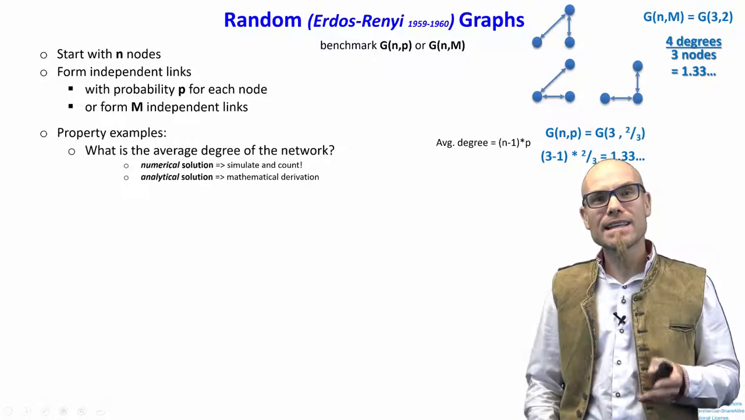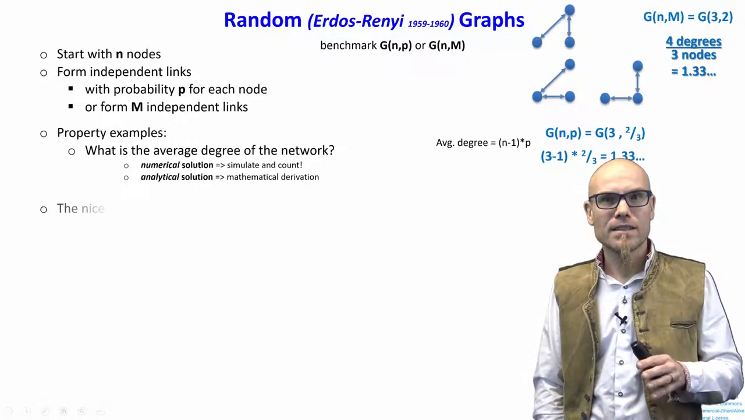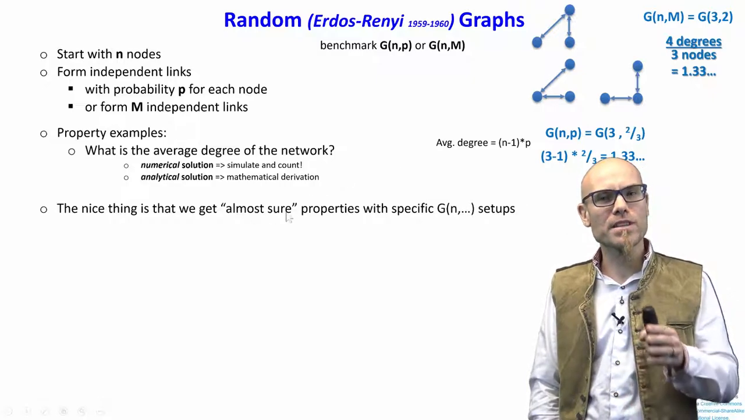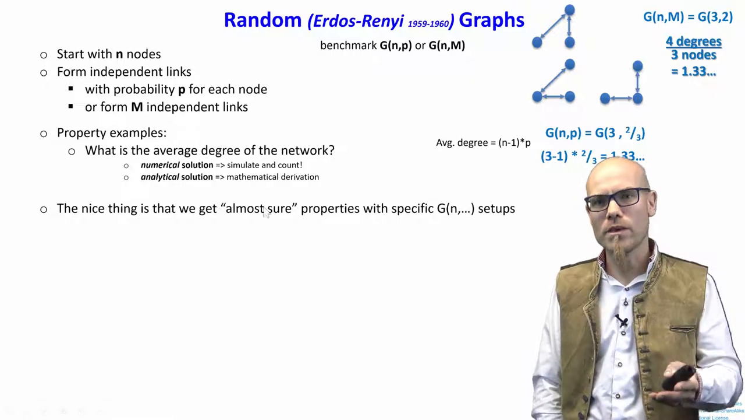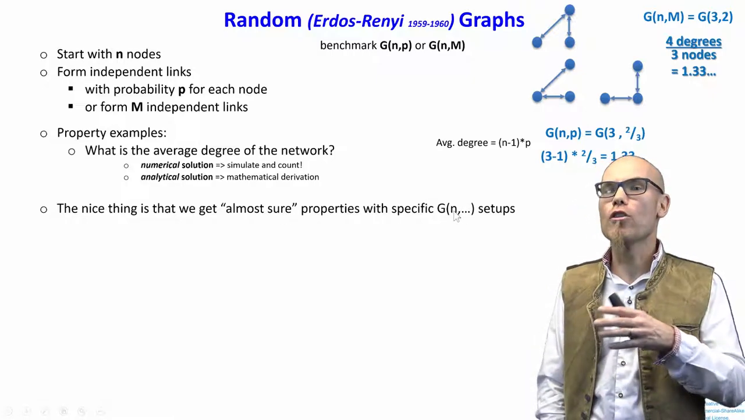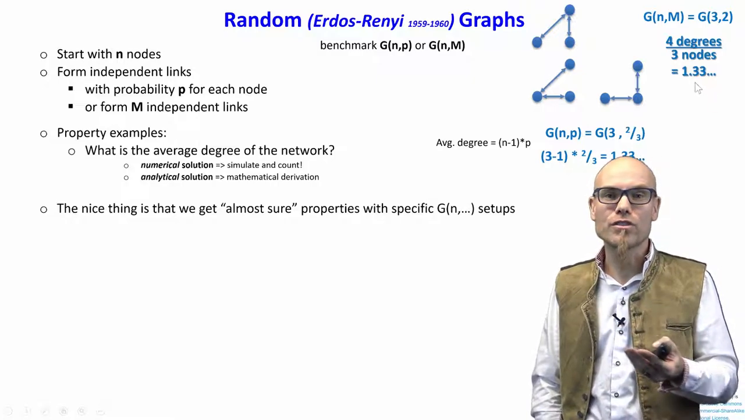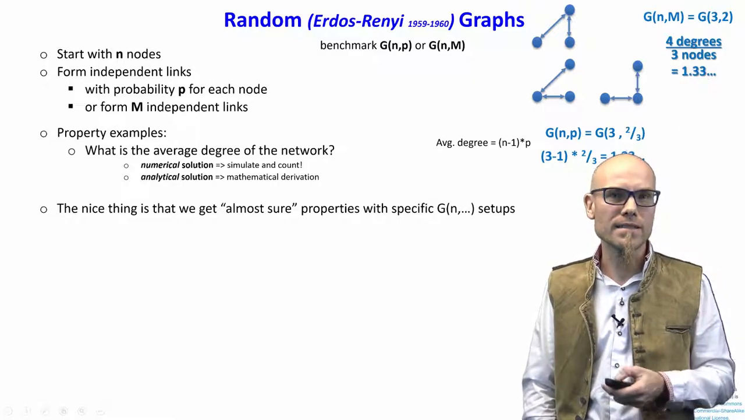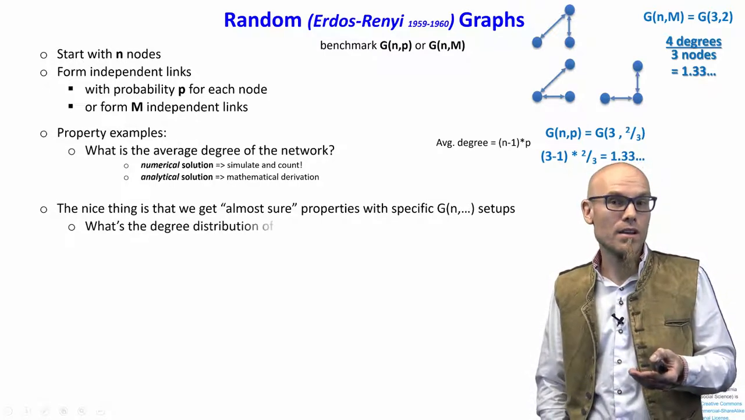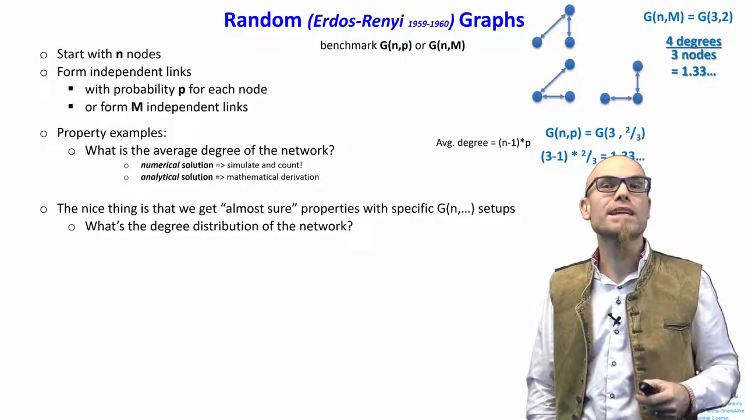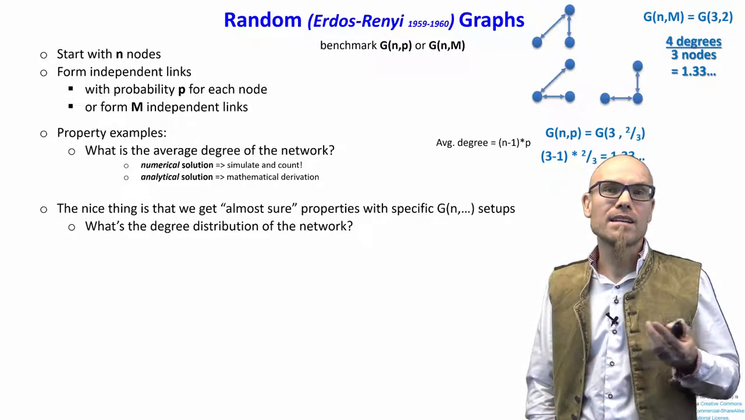Now the nice thing is that we almost surely get specific properties with a specific setup of a random network. If I specify a network with so many nodes and so many links, then almost surely I get a specific property. Like here, on average every node has 1 1/3 links. So I can ask the question, what's the degree distribution of a network? If I throw the links in randomly, how do these links actually distribute?